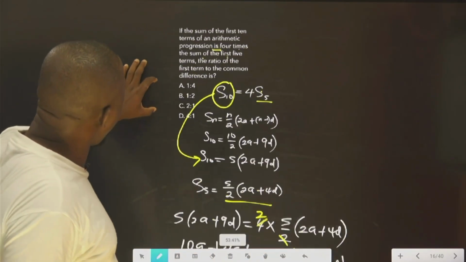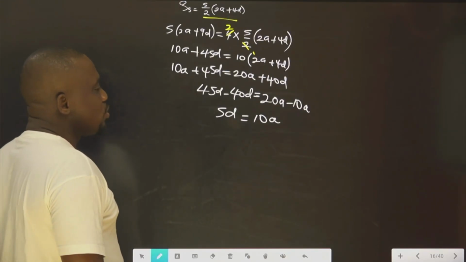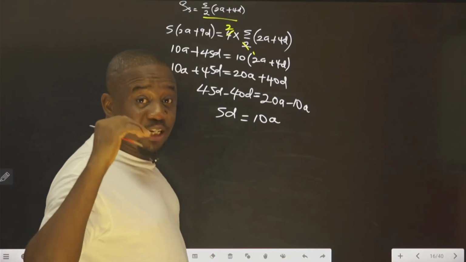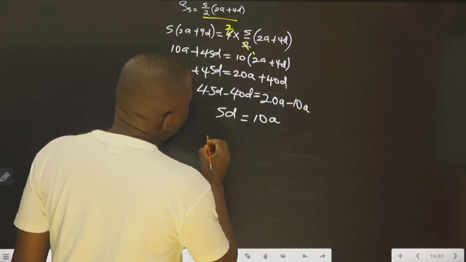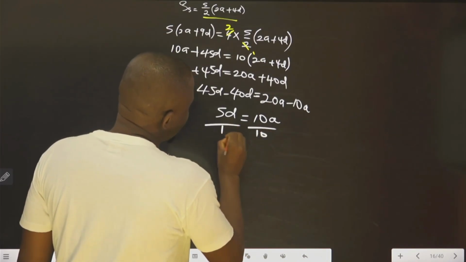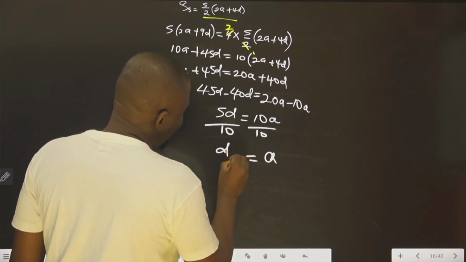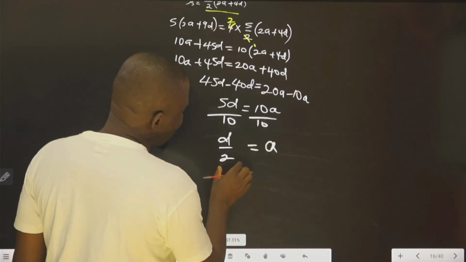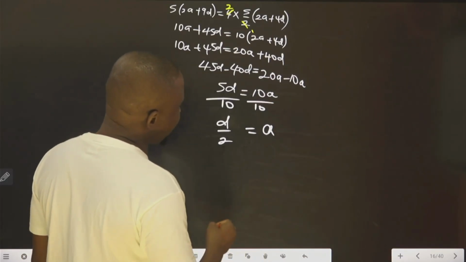The ratio of the first term to the common difference. That means the first term should be at the numerator, while the common difference should be at the denominator. Therefore, I am going to first of all divide both sides by 10 to make sure that a is remaining alone. This will give us d over 2. Okay? The next one I will divide both sides by d now because I want d to be at the denominator. You agree with me?